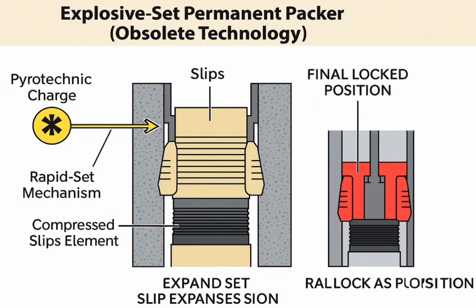This diagram explains the concept of explosive set permanent packers safely and educationally. A small pyrotechnic charge triggers rapid expansion of slips and compression of seal elements. The illustration emphasizes that although this method is mostly obsolete due to HSE concerns, it historically allowed quick deployment in specific applications. Color coding shows the activation signal and final lock position, demonstrating how the barrier becomes permanent.